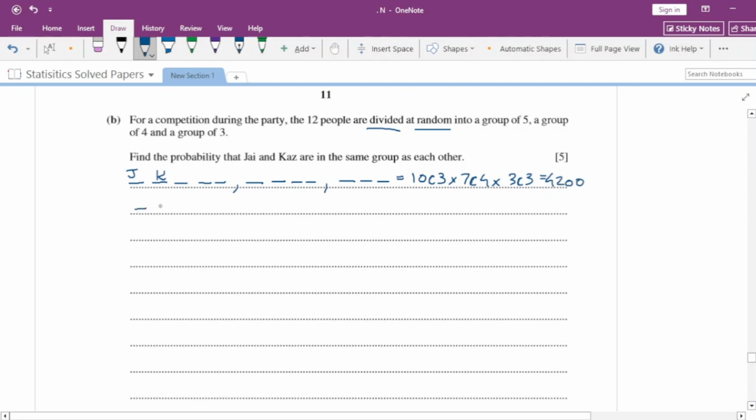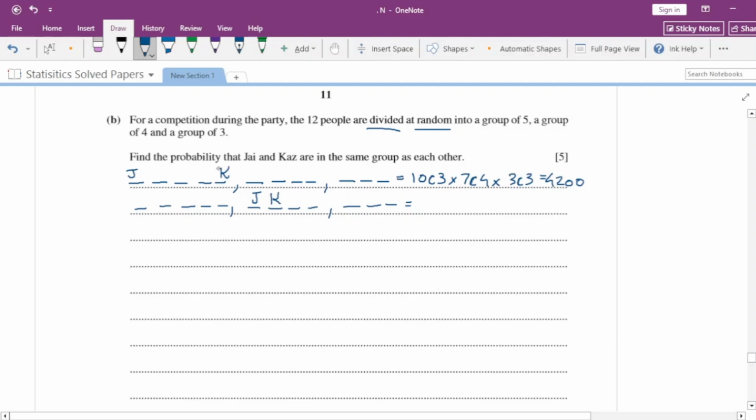Now this is not done over here. We have another case. Again, we make the slots. Now we may have another case where Jai and Kai will be arranged in this slot. Another important thing to note is that I can place Jai and Kai over here, but something like Jai over here and Kai over here does not change the order of division.